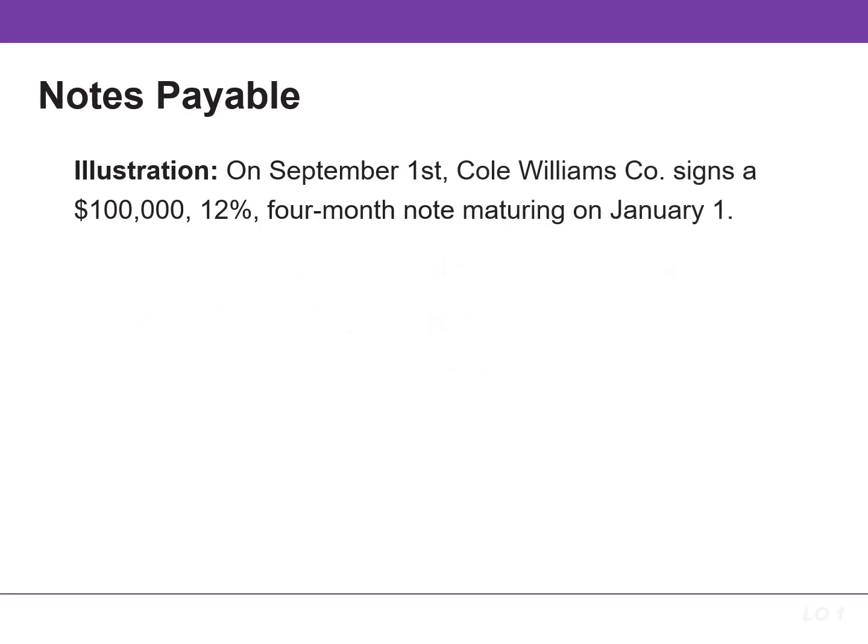To illustrate the accounting for notes payable, let's assume on September 1st, this company signs a $100,000 12% 4-month note maturing on January 1st. This company will receive $100,000 in cash, so the journal entry to record this transaction will debit or increase cash for $100,000 and credit notes payable for the same amount.